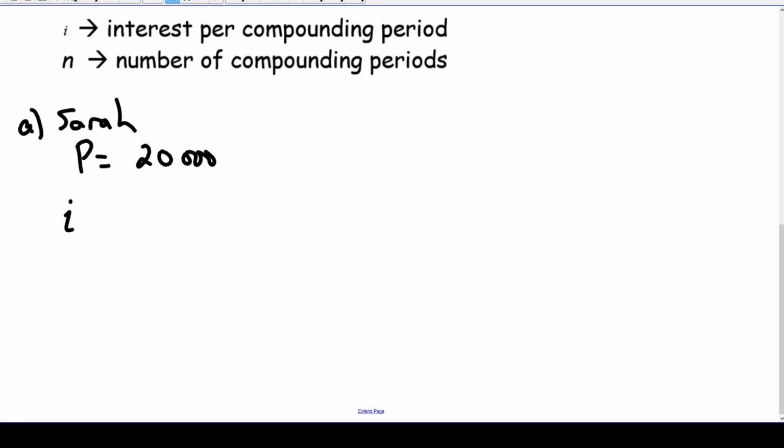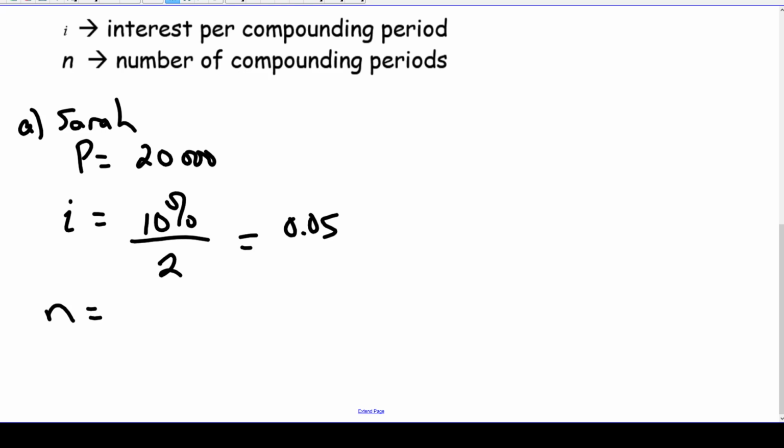What is the I? The I is 10%, but we have to divide that. It's per compounding frequency. The word per means division. We're dividing that by 2 because it's semi-annually. Had it been quarterly, we'd divide by 4. If it was daily, we'd divide by 365. It's semi-annually, so we're dividing by 2. And that's 5%, which is 0.05.